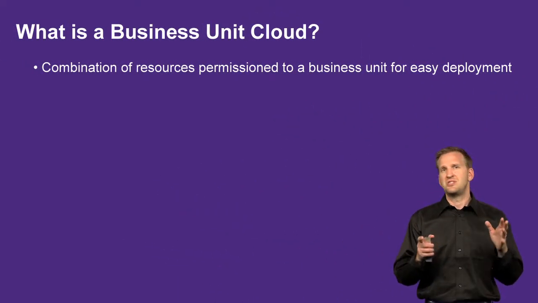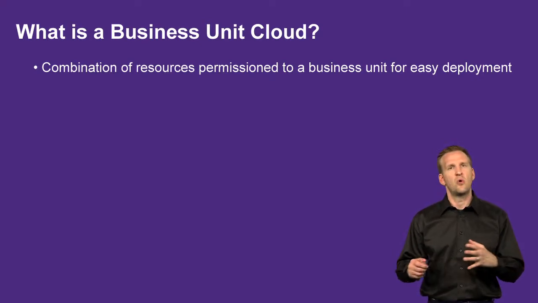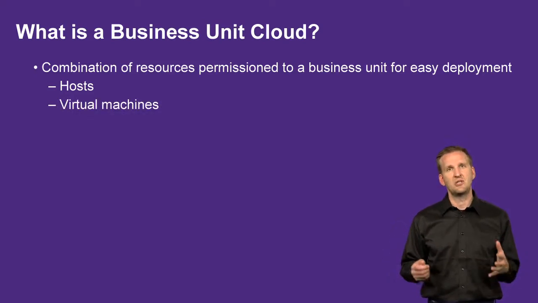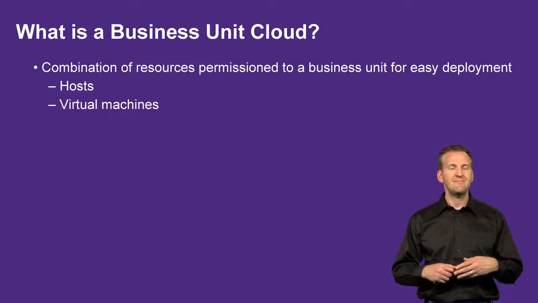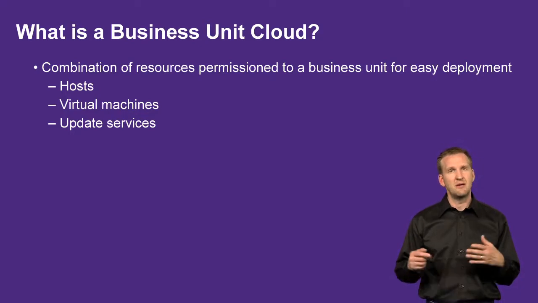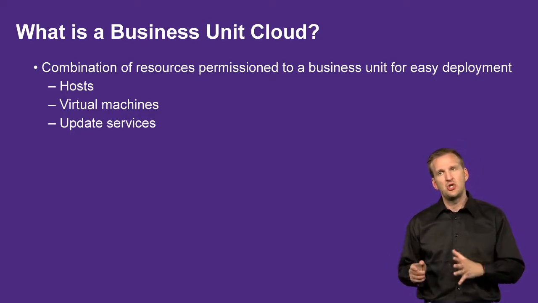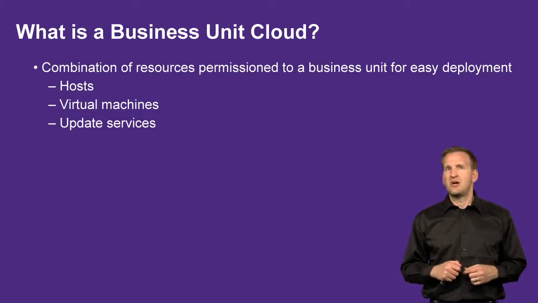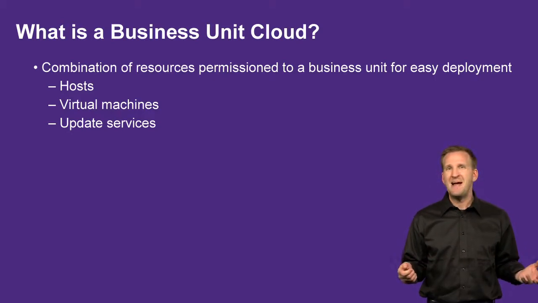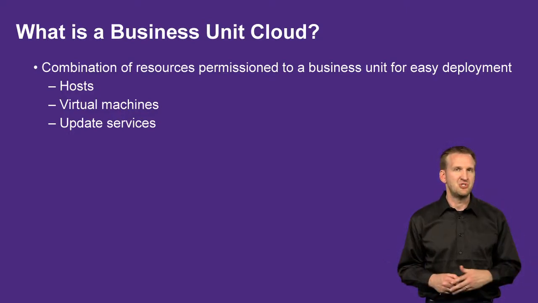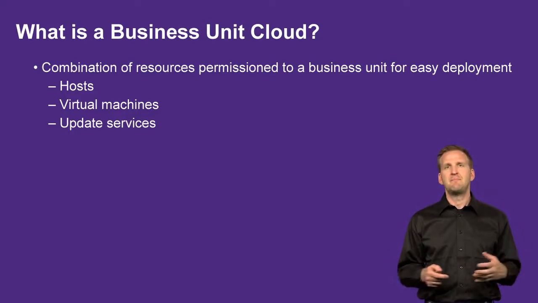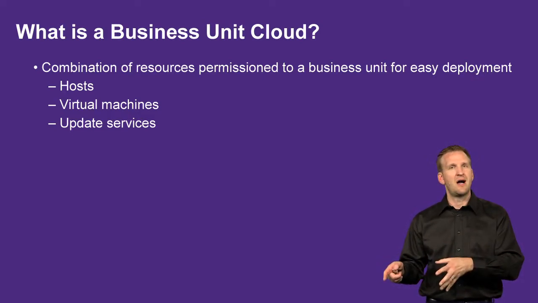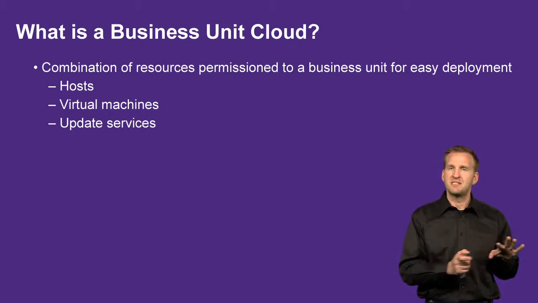So the resources that you see listed here are the kinds of things that can be incorporated into a business unit cloud. I can dedicate hosts. I can have certain virtual machines that are part of a certain cloud environment. The update services that we manage, we can control the updates to a cloud in a certain way. Now, we're not necessarily going to deploy separate update mechanisms for each business unit. We might have one update mechanism, but we can control the updates that go to one cloud and have that be totally different than the updates that go to another cloud.